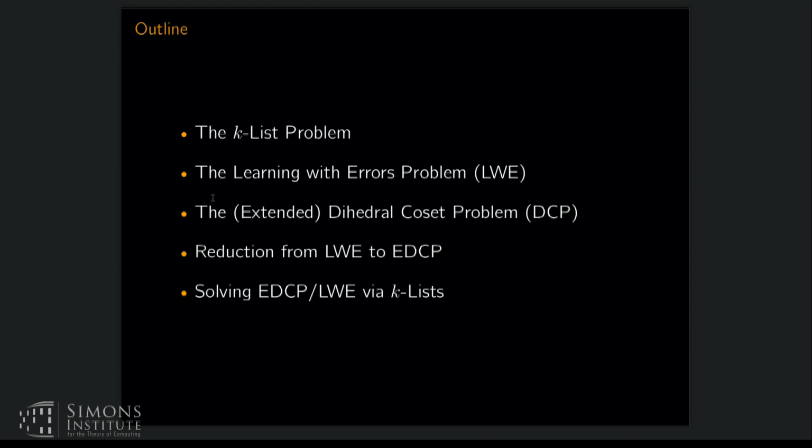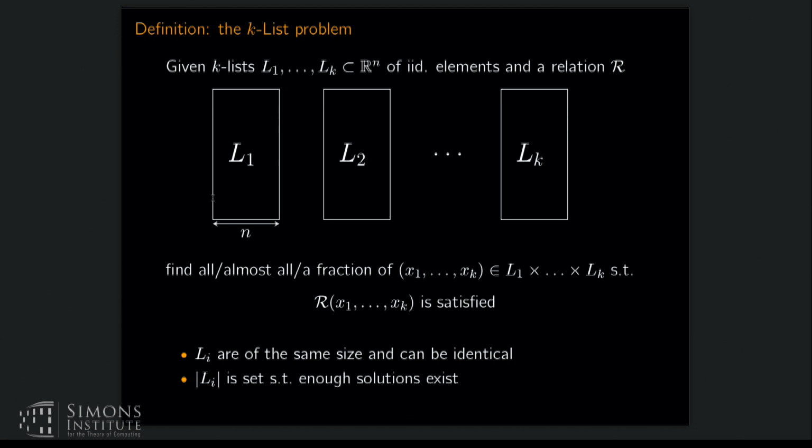So I'll start from a seemingly different part, which is the K-list problem. What is this problem about? Usually I'm given K lists, and without loss of generality, they live in n-dimensional space, in general R^n. For our case, it will actually be discrete, of independent identically distributed elements. So you're given K long lists and a certain relation, and the task is to find some vectors from each of these lists that satisfy this relation.